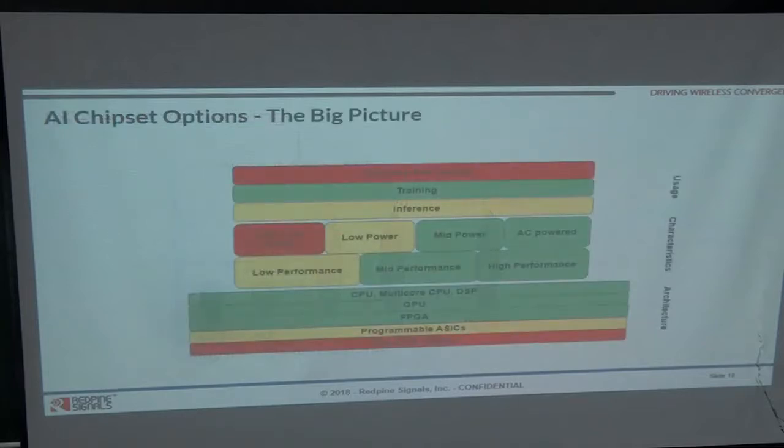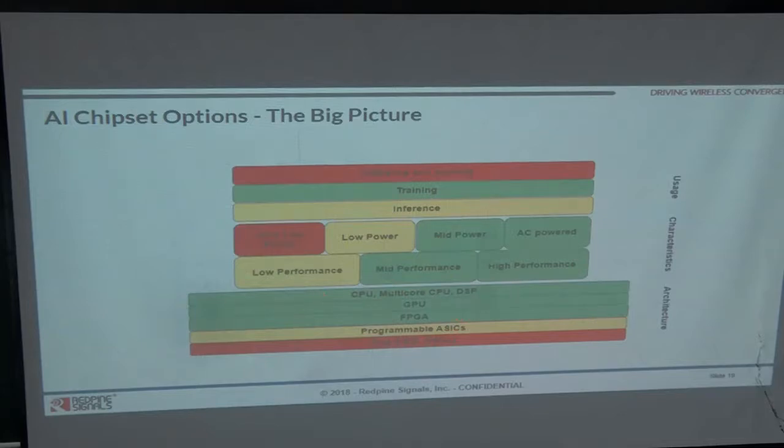So this is the big picture in terms of the chipset options that are available to accelerate an algorithm and where things stand as far as the industry is concerned today. Here you have different architectures, and here you have different characteristics. So in terms of the needs of applications, you might want low power and high performance, or you might want high performance where power does not matter. And then you might have different usage needs. You might want them for training or inference, or for both. And then these needs will have to be mapped to the hardware architecture.